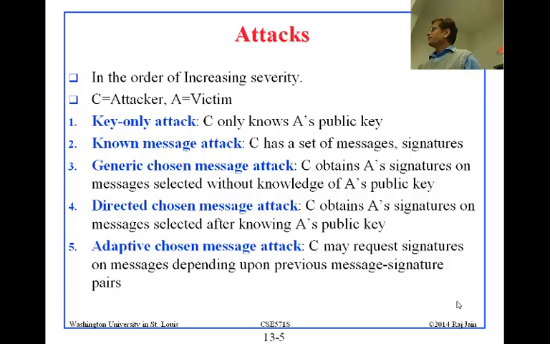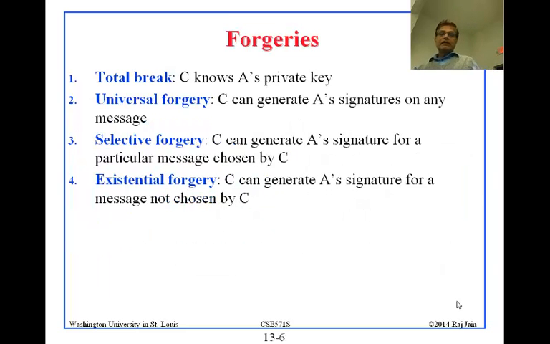Basically, they can collect signatures, and the more signatures, and the more classified or directed signatures they can collect, the easier it is for them to attack you. So the key-only attack is very rare and very difficult. Then forgery, crime, total break.